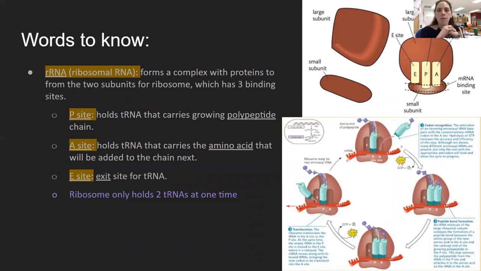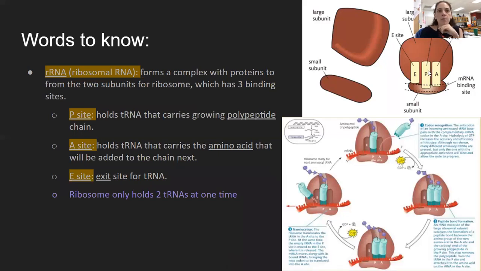Last term to know is rRNA, which stands for ribosomal RNA. And so the ribosomal RNA is going to form a complex with proteins to form the 2 subunits for the ribosome. So we're going to have a small subunit and a large subunit that together form our ribosome.